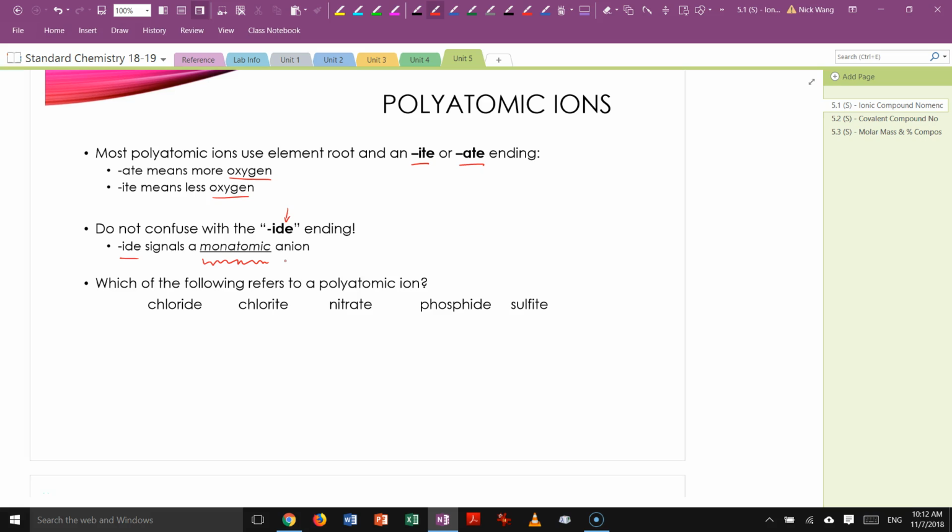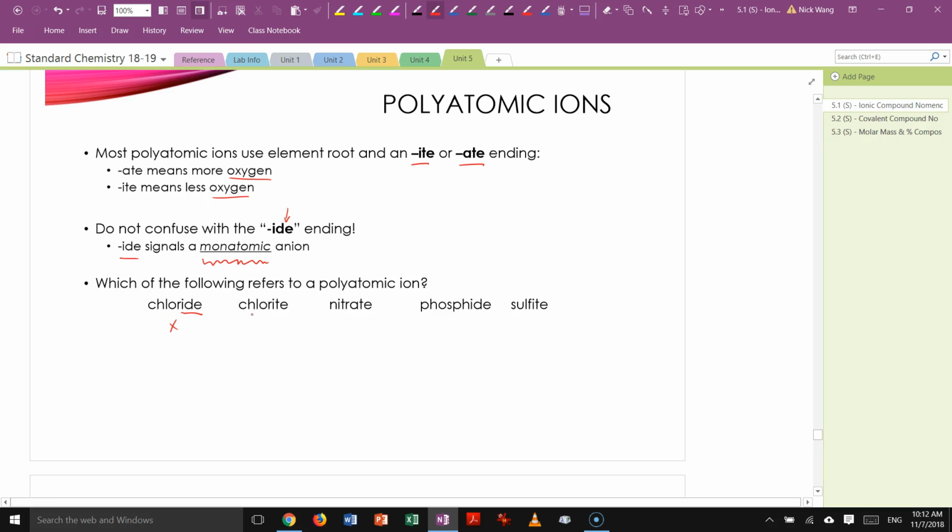So looking at these right here, I've given you a couple of example ions, and I'm asking you to identify which ones probably refer to a polyatomic ion. Well, let's try this out. This first one's chloride. You recognize chlor as the element, probably referring to chlorine, and then you have the ide ending, which means this is going to be a monatomic ion. The question is asking you to circle which one's a polyatomic ion. That's not going to be it.